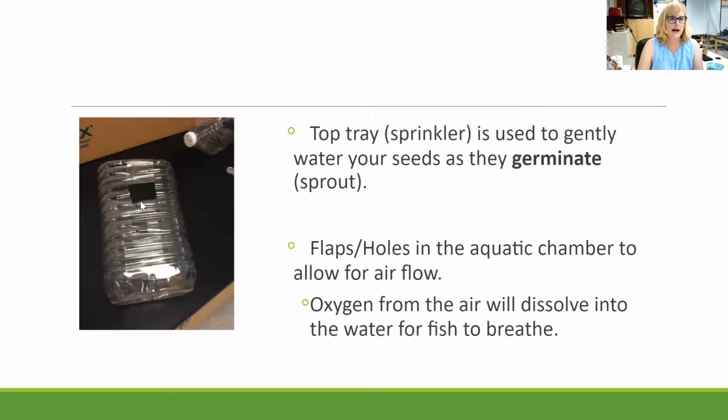So we cut flaps in the aquatic chamber, and that's to allow airflow, which will be important in 2 weeks when we build our aquatic chambers. And we want air to flow through because it dissolves into the water for the fish to breathe.